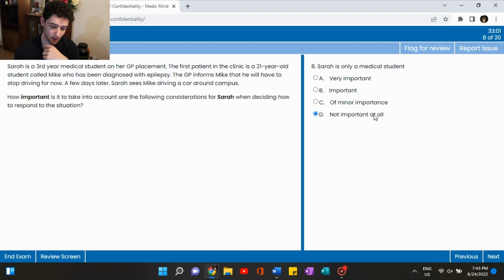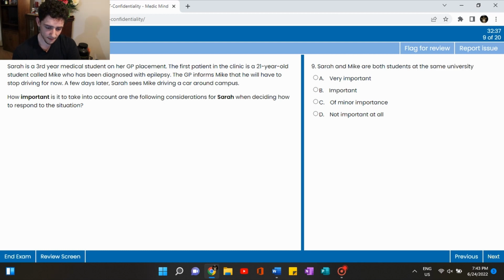I don't think this is important at all, because even though Sarah is a medical student, she still has to follow the same rules that doctors follow. So, it's not an important consideration. She still has to follow all the confidentiality rules and all the professional requirements that all medical professionals follow.